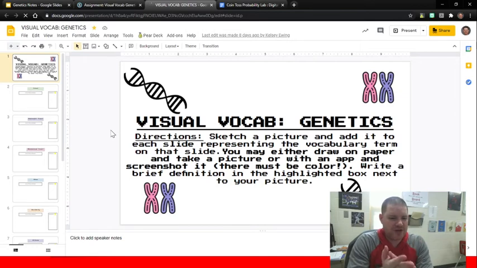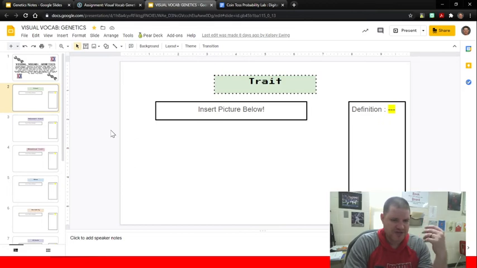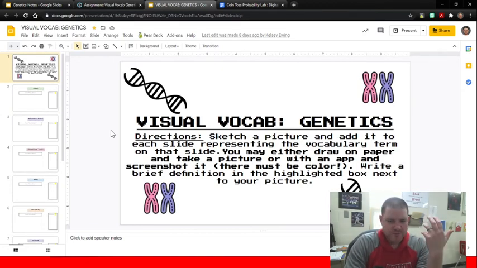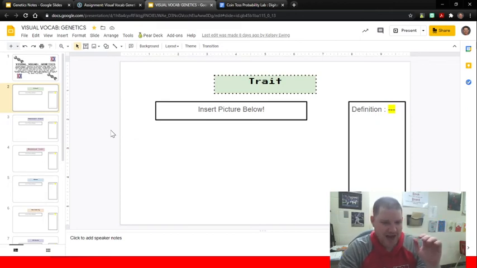On the following slides, you are going to have one of our words. Like this one says trait. You are going to just sketch a picture to represent that vocabulary term. So what is the first thing that comes to mind when you hear the word trait? Draw it, add a picture of it here. You are then over on the side where it says definition, you are going to give me the definition of trait. Now, you have basically just made yourself a visual flashcard of what this word is with a picture to associate with it and the definition.